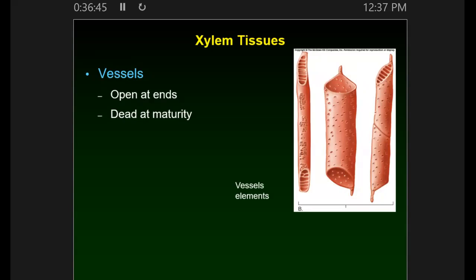And you can see that they're longer than they are wide. And then you see all these perforations. So those are pores. So you have to imagine there's a bunch of vessels all clustered together and they're touching each other. And then those pores line up so that you can have exchange of material from one neighboring vessel to another. Kind of like the plasmodesmata, but a little different strategy here.